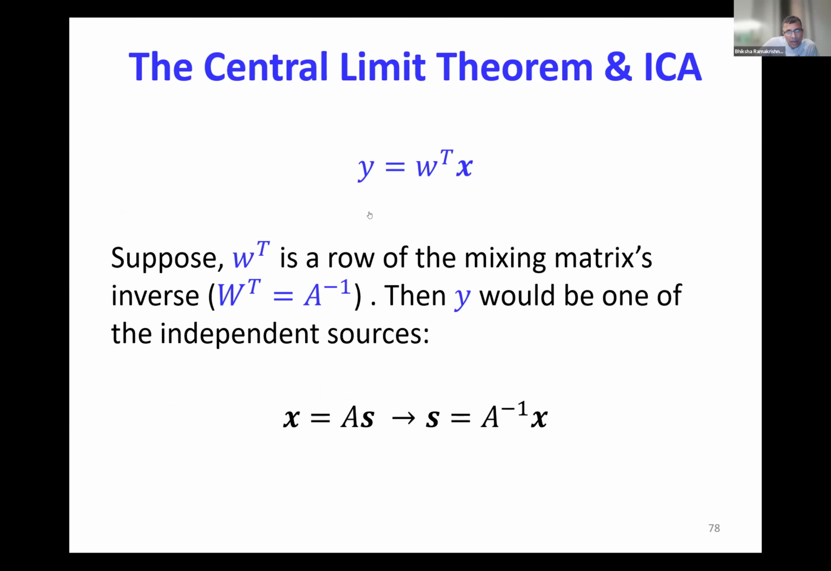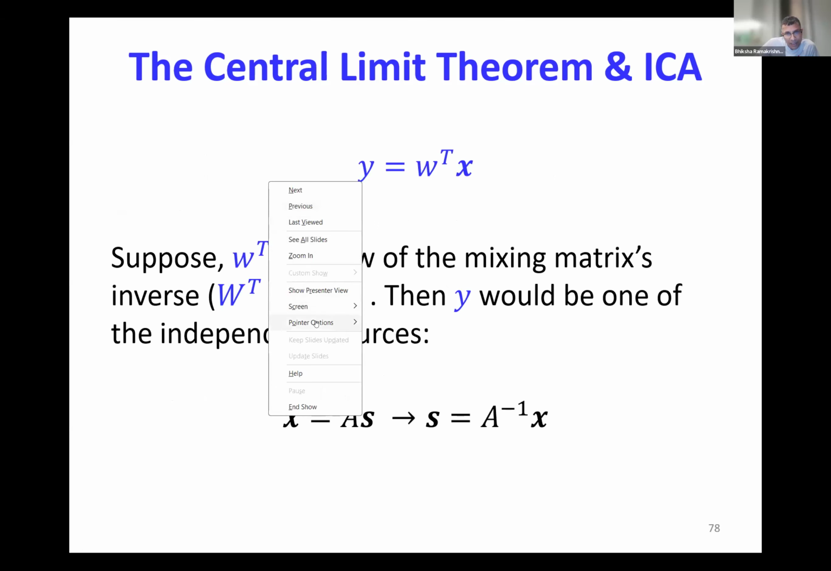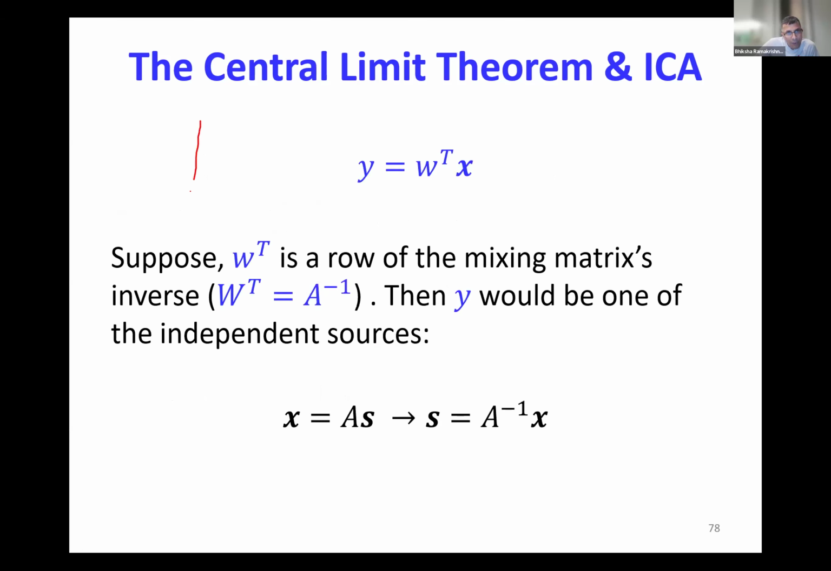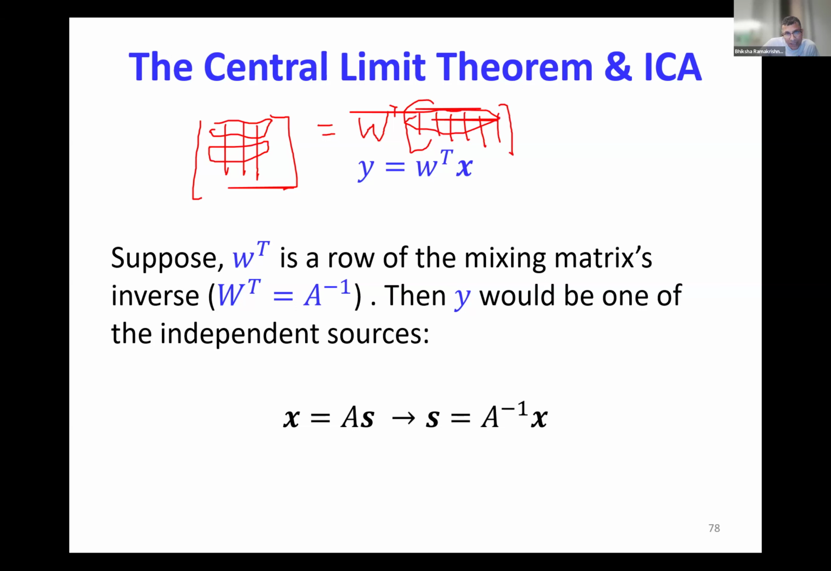If Y equals W transpose X, let me try to use a pen. This is Y. This is my unmixing matrix W transpose times my mixed signal data, which is going to be a bunch of vectors. Although I'm drawing vectors, what I mean is that the rows of this are statistically independent, whereas the rows of this are mixed up.